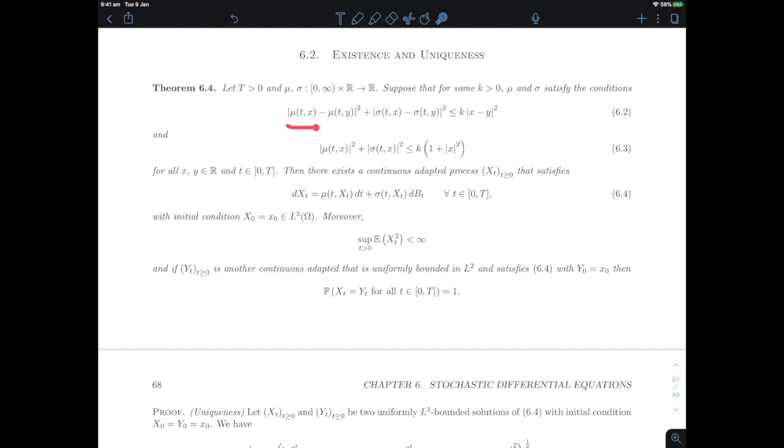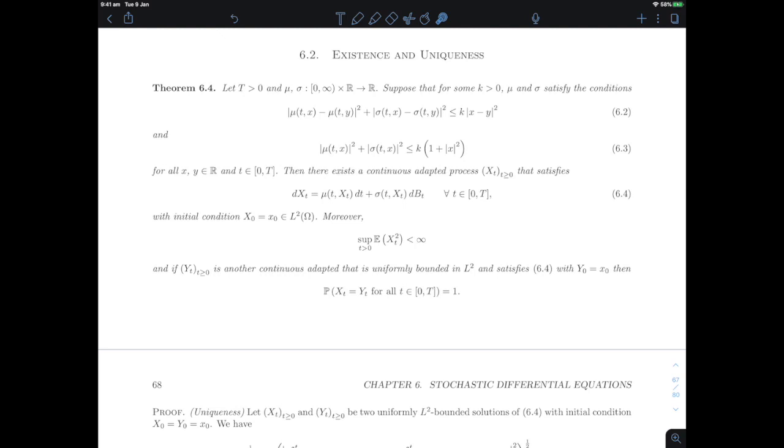That's what we have here, right? We have that mu(t,x) minus mu(t,y) is smaller than a constant times |x minus y|. This is the Lipschitz continuity in x, and the constant does not depend on t. Same thing for sigma here, right? So both mu and sigma have to be Lipschitz continuous.